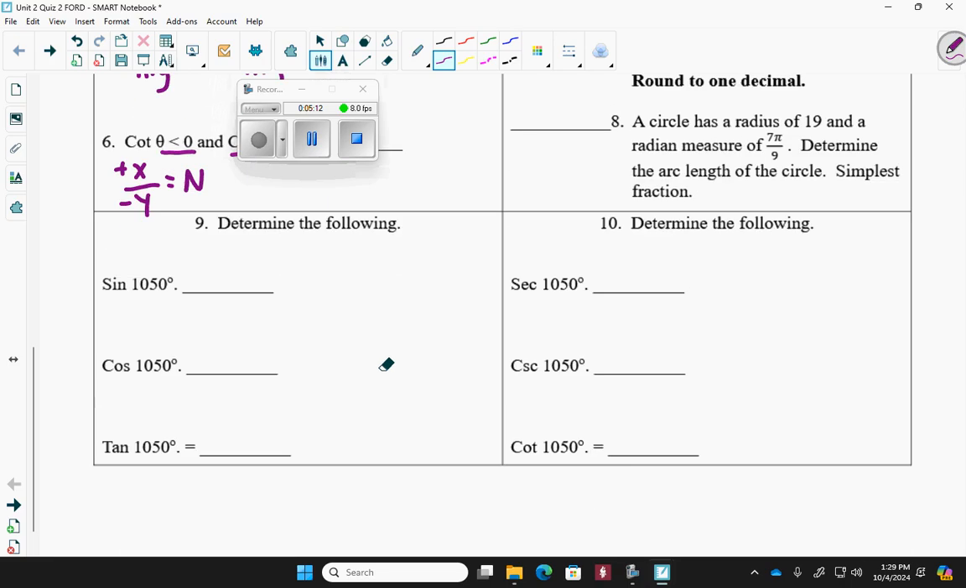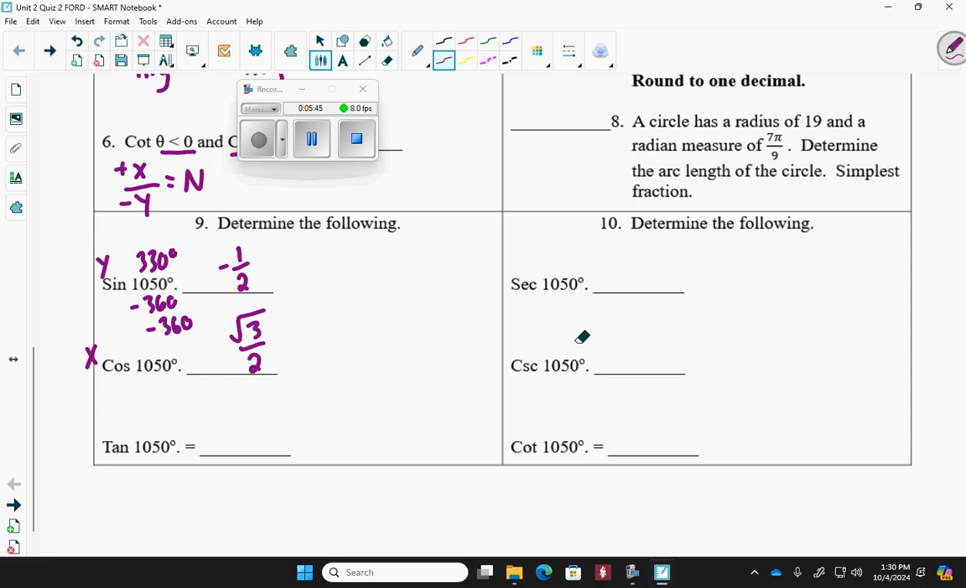All right. Determine the following. Sine 1050. Well, first thing out of the gate, I need to start subtracting 360s until I get something that's within 0 to 360. It ends up being 330 degrees. So if you go on the unit circle, remember sine is the y coordinate, and it is going to be -1/2. So this is the eyeball test. Nothing calculating here. Cosine, remember, is the x. So if I look on my unit circle, radical 3 over 2.